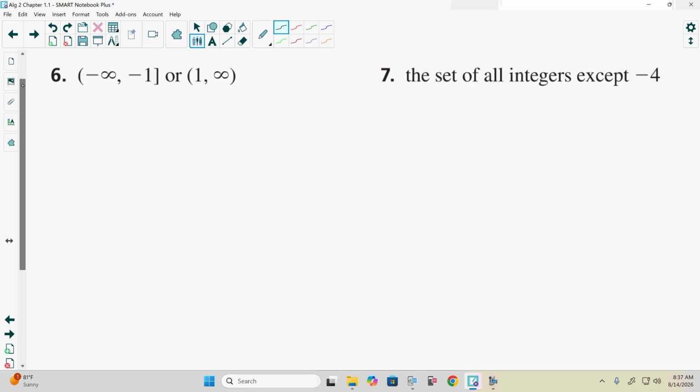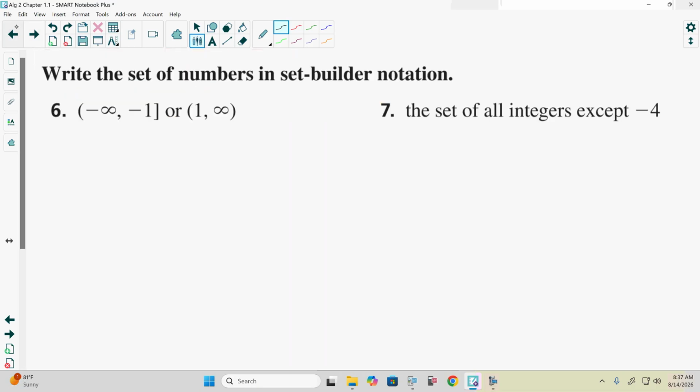I think these are the last two, aren't they? Or ish. Yeah, I'm not too concerned. I mean, we'll look at these two. They're not bad.